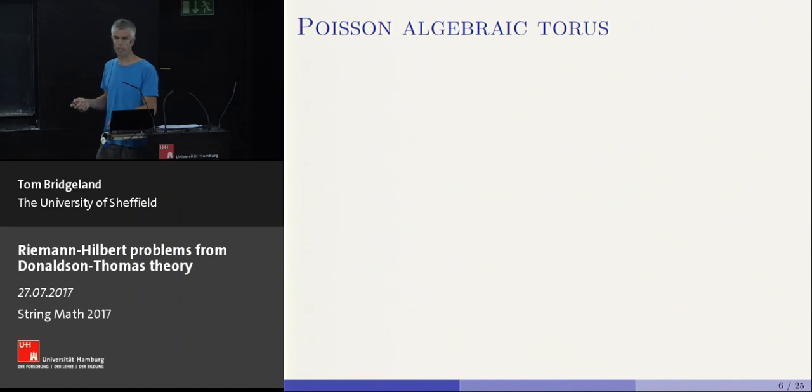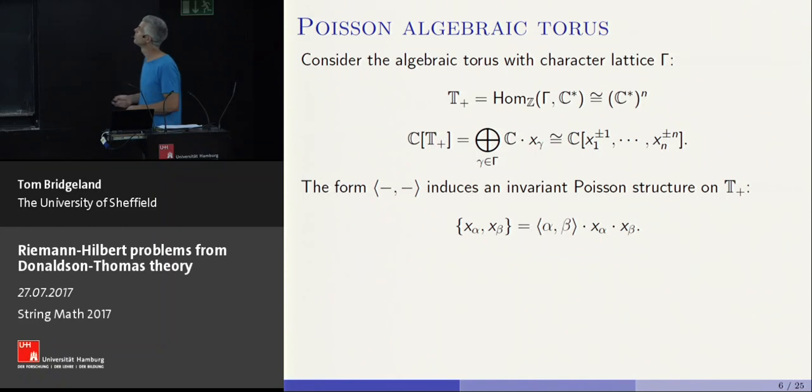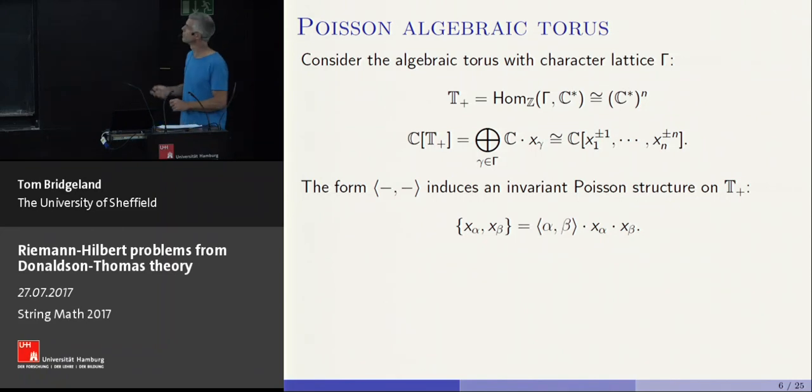Okay, so in order to state the wall crossing formula, I need to introduce just some data. We introduce an algebraic torus whose character lattice is gamma. So it's a copy of C star to the n. Here's its ring of functions, Laurent polynomials. And the fact that you have this skew-symmetric form on gamma induces an invariant Poisson structure on this torus.